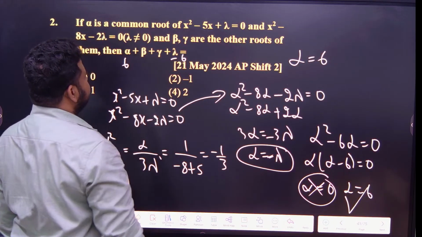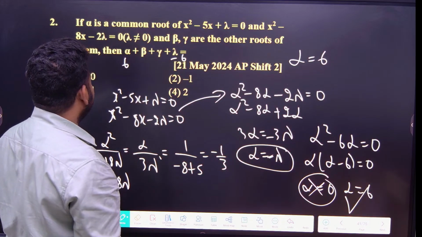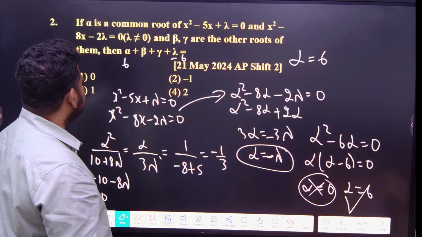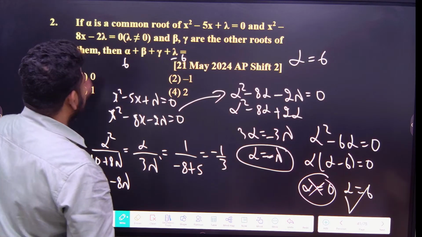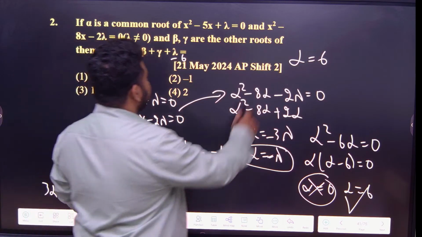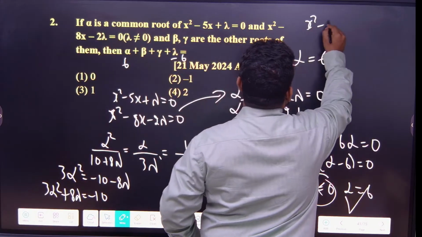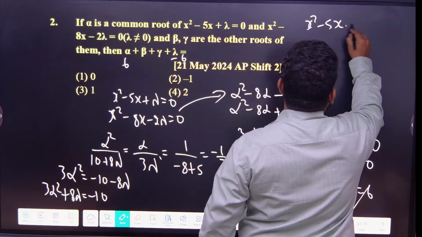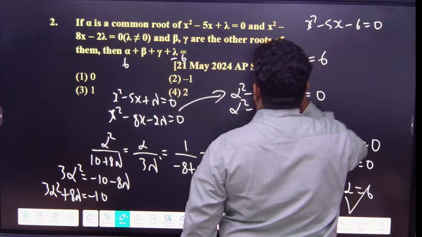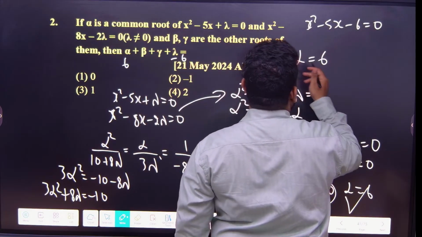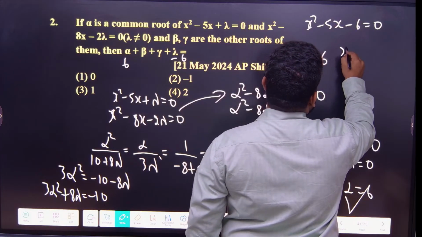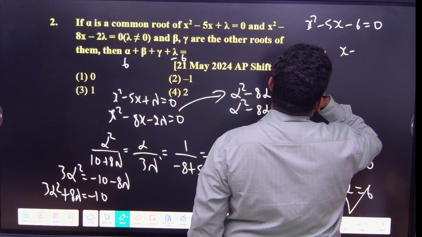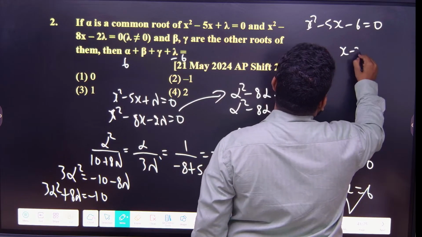Okay, I have to find beta and gamma. So how to find beta and gamma? You have to solve the equation. So this equation will become x square minus 5x plus lambda, where lambda is minus 6, is equal to 0. Solve this equation. What you will get? X minus 3 into x minus 2.